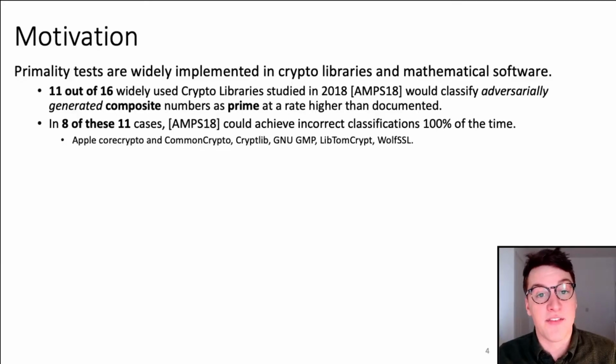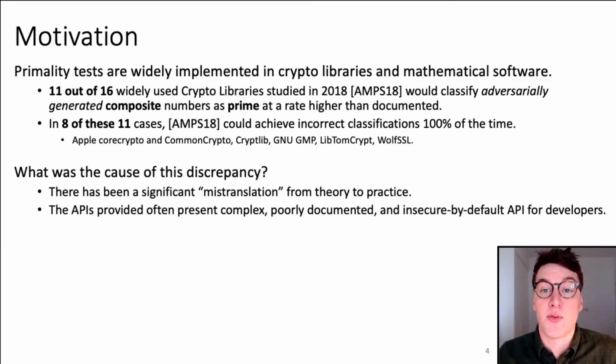In 8 out of 11 of these cases, the authors actually went on to achieve incorrect prime classifications 100% of the time. And these were for some big names as well, like Apple Core Crypto, Common Crypto, GNU GMP, Wolf SSL, just to name a few. So what was the cause of this discrepancy between the test's documented performance and the actual performance?